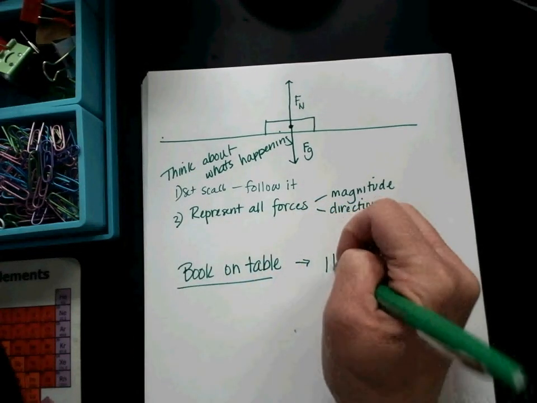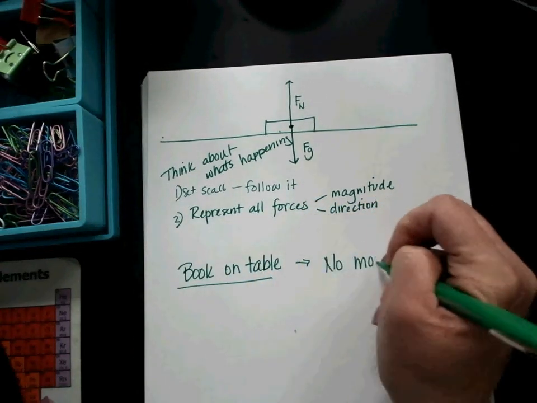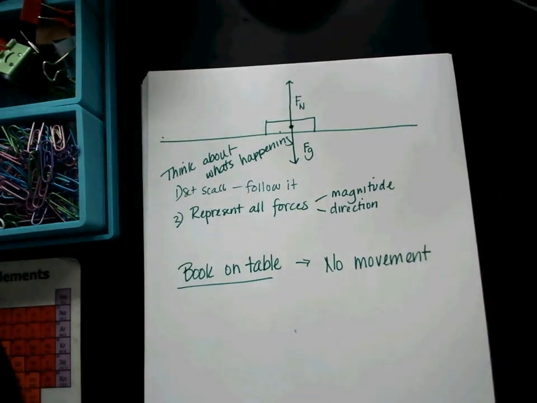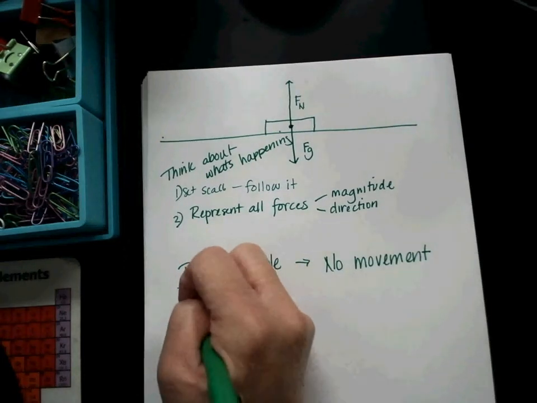you guys told me there was no movement. What do I call that? No movement. What's it called? What has to be true about my FG and my FN? And what do I call that? Someone has to know the answer to that. Camden? Yep. So this is static equilibrium.